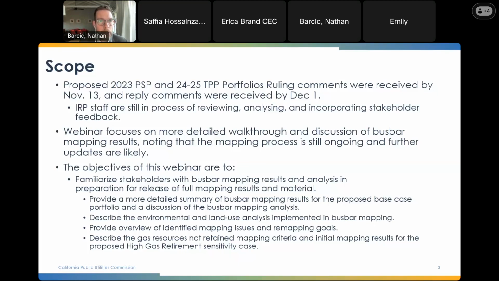Why then would we be doing this here and today? We see a lot of value in further developing your understanding of what's going on with mapping, particularly a few things. First, providing a more detailed summary of mapping results for the proposed PSP and the proposed base case for the next TPP. Second, to provide more of a description of the environmental and land use analysis implemented in busbar mapping. Third, to provide an overview of identified mapping issues and remapping goals. And fourth, to describe the criteria used for gas resources and some initial mapping info for our proposed high gas retirement sensitivity.